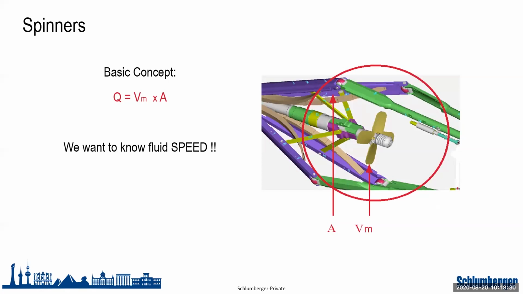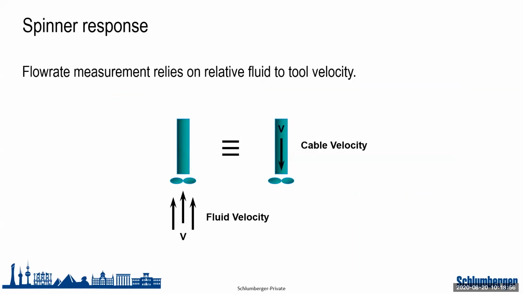And then we have the spinner, whose output that we require is the velocity of the mixture. But as I said, our final answer that we want is the flow rate. For that, we need the velocity of the mixture as a linear velocity, not a rotational velocity. And the spinner, as you can see, always has to be centralized inside the casing. Whenever we look at the spinner response, we are in the presence of two variables. Number one, the velocity of the flow, and number two, the velocity of the cable.